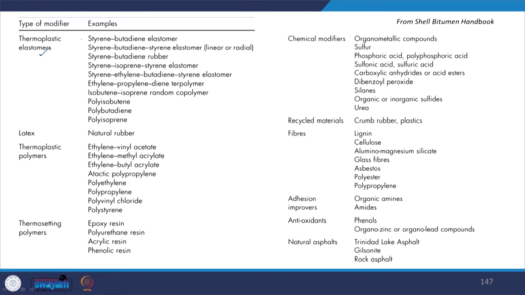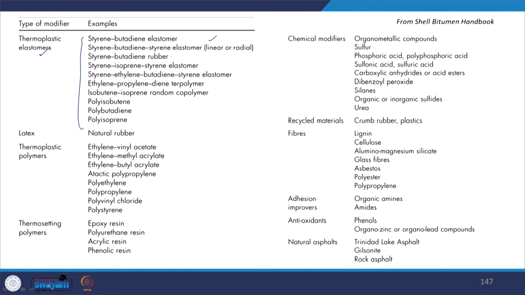Now, of course, there are various options or types of modifiers under the thermoplastic elastomers, but out of these many modifiers, some of the common ones in this list include styrene butadiene styrene. We will discuss it. So, we can have a styrene butadiene styrene elastomer. This is the most common elastomer which is used for preparation of modified bitumen.